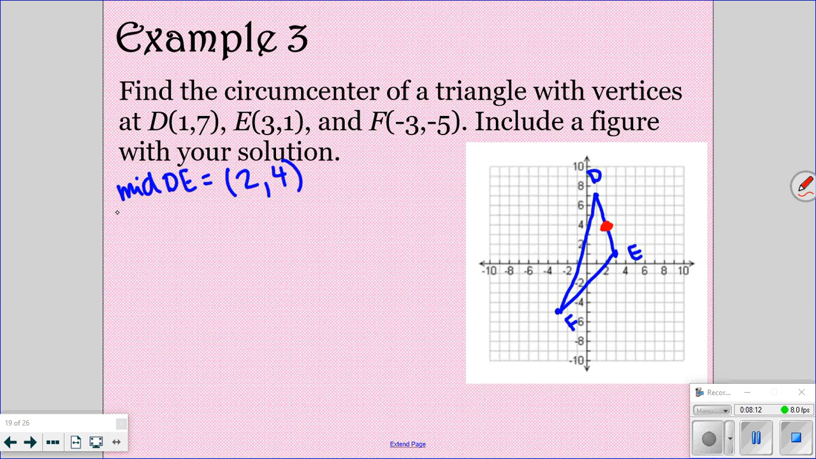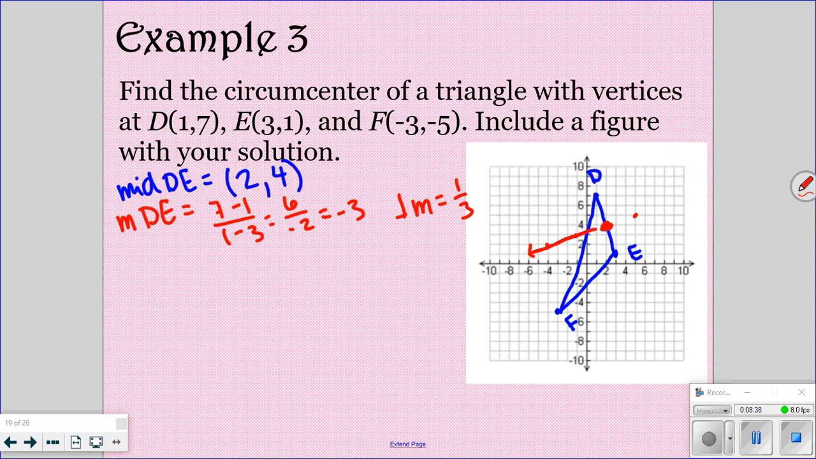The slope of DE would be (7 minus 1) over (1 minus 3), which is 6 over -2, which is -3. So the perpendicular slope would be positive 1/3. So you're going to make a line that has a slope of positive 1/3. Okay, so that's the first one. Now let's try another one.